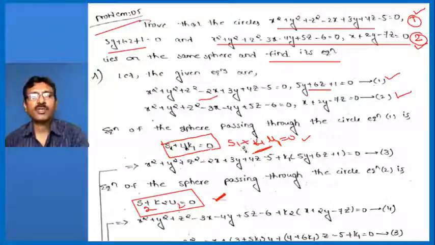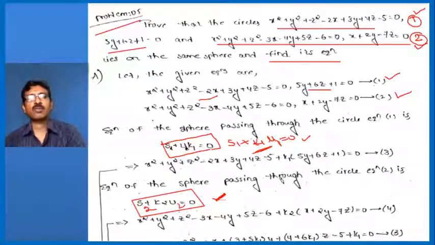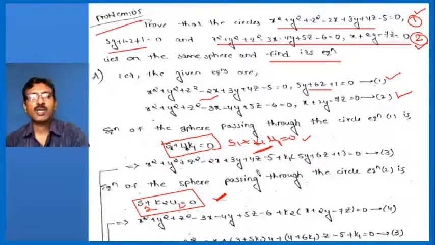So the coefficients of x square, y square, z square and x, y, z are the same, and the constants are the same. That is our job. From that we conclude that these spheres are the same, and also this same sphere passes through the given circles, or the given circles lie on the same sphere. So both are similar concepts.